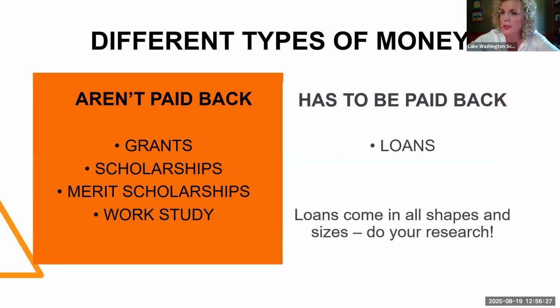And there's two different types of money that students can receive. I love the ones that don't have to be paid back, and these are grants, scholarships, merit scholarships, and work study. And loans, of course, do have to be paid back, and they show up in a lot of different ways.